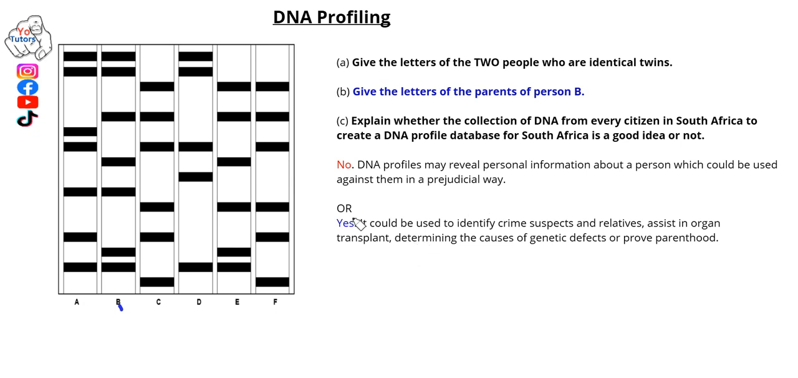But again, it can also help us to find suspects quickly. If we say yes, it could be used to identify crime suspects, relatives, assist in organ transplant, determine the causes of genetic defects, and also prove parenthood. So this will help us to identify the crime suspects as quickly as we can, and also to identify who can assist with the organ transplant as quickly as we can.